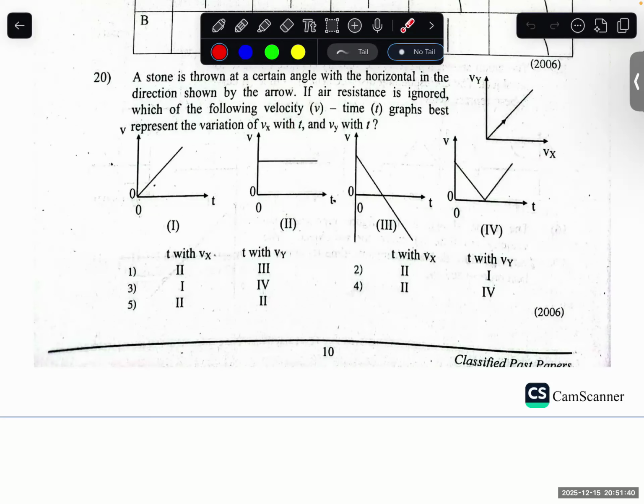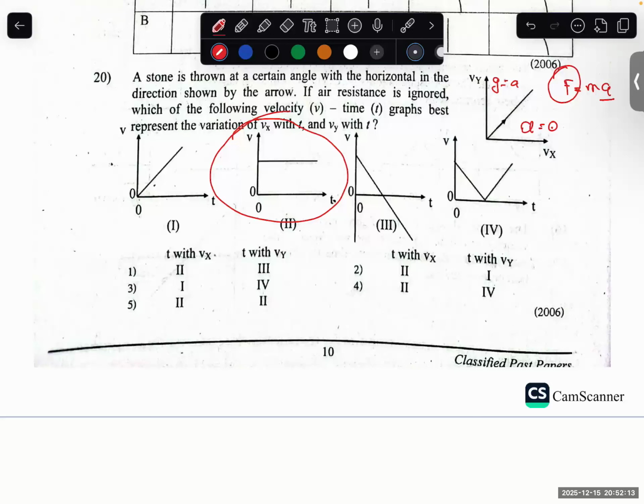Projectile motion has two components, vertical and horizontal. When it comes to vertical motion, it is a free fall under gravity. So here the acceleration is g. But horizontally, there is no force. When there is no resultant force in your equation F = ma, if force is not there, a cannot be there. So here acceleration is 0. So horizontal velocity doesn't change. So this is the graph of horizontal.